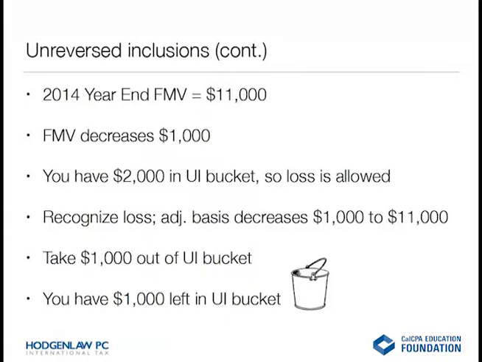In 2014, your year-end market value, as we mentioned before, goes down to $11,000. This is a $1,000 decrease from the prior year. You have $2,000 in the unreversed inclusions bucket, so the full loss is going to be allowed. That means your adjusted basis decreases by $1,000 down to the actual fair market value of $11,000. You use the loss, so you take $1,000 out of the unreversed inclusions bucket, and you have $1,000 of unreversed inclusions left.